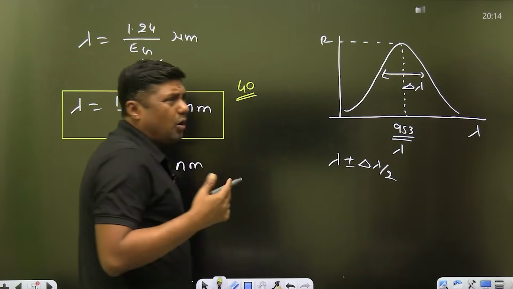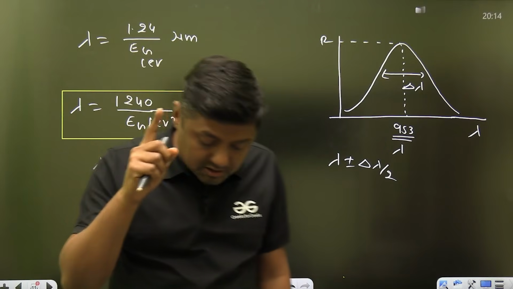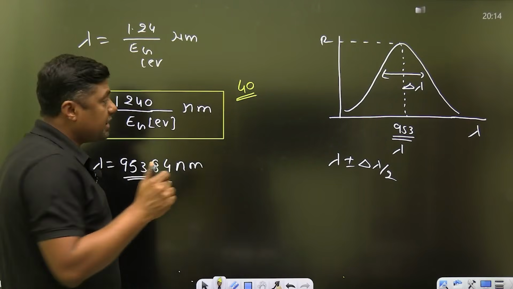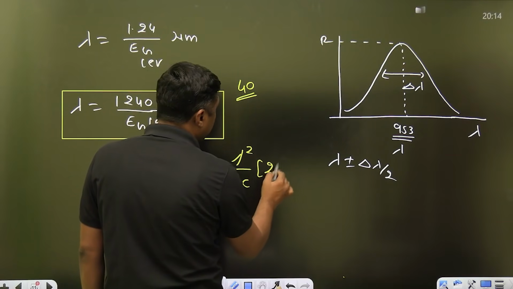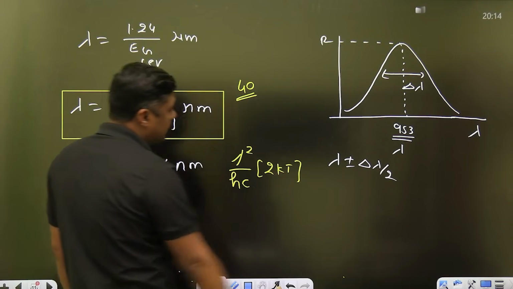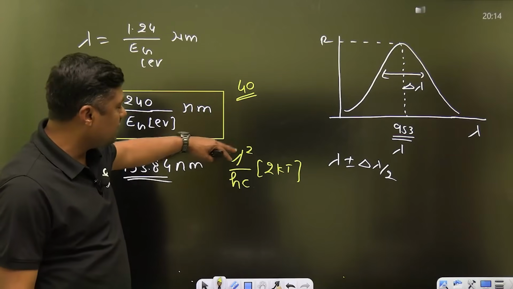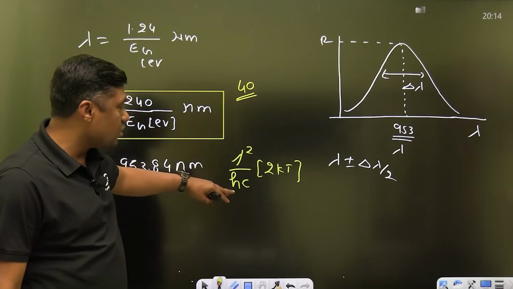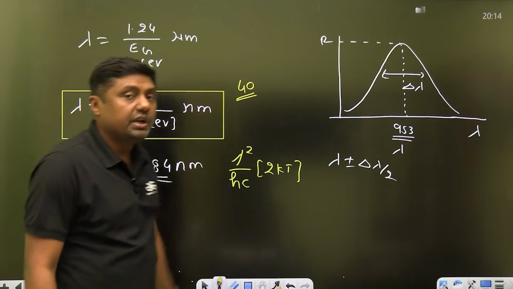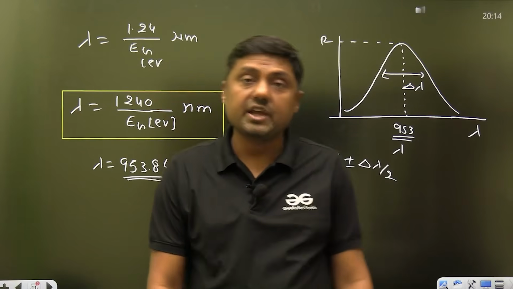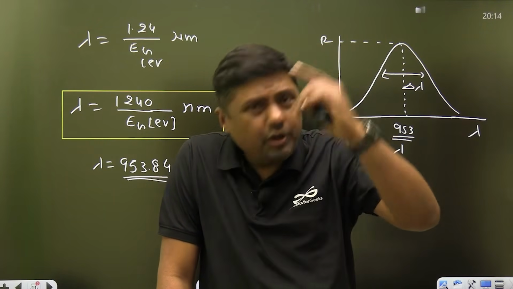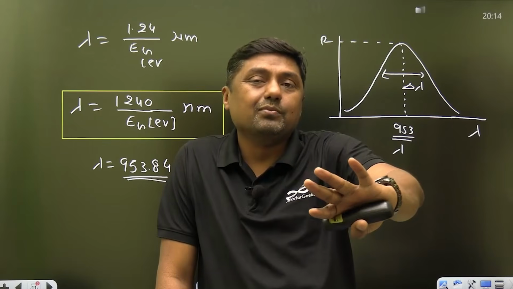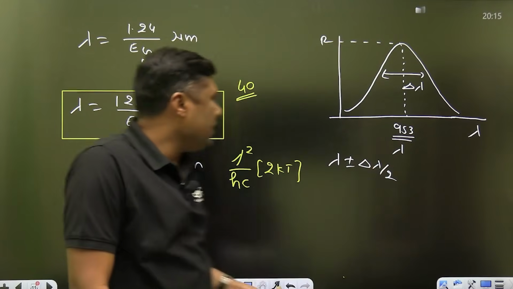And that is the formula I have already derived in my class: H is lambda square by SC into 2 kT. Here kT, K is the Boltzmann constant. Lambda is the wavelength. H is Planck's constant, already given, and C is 3 into 10 raised to power 8 meter per second. That is already given in the question, so no need to use this formula in the exam. Approximately the answer.